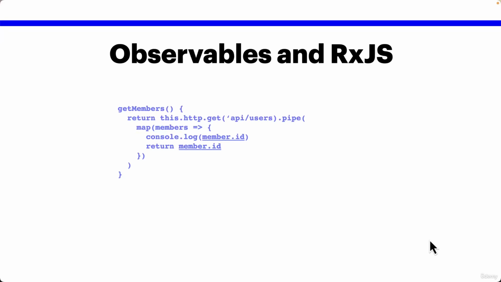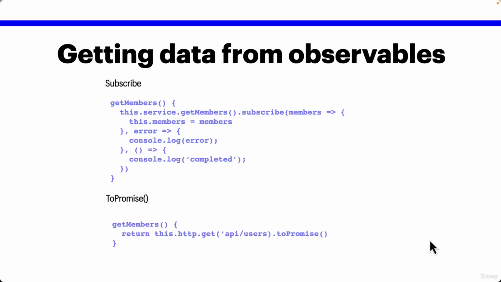And in order to use that map function, then we need to use the pipe that we get from RxJS, and then RxJS provides us with operators, things that we can use with our observables that we're getting back from our HTTP request, and then we can map over what we're getting back and then just return, let's say for example, the member ID. Now in order to get data from observables, we have to subscribe to them.